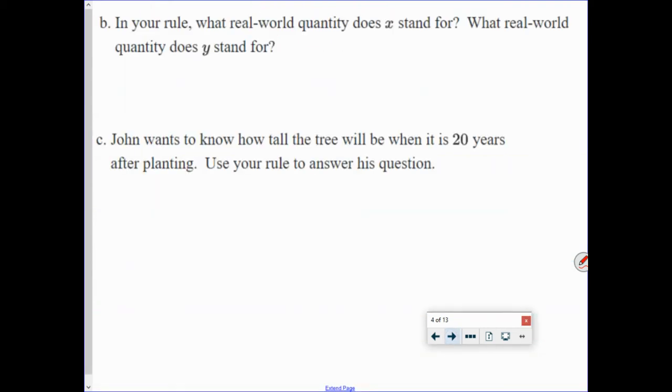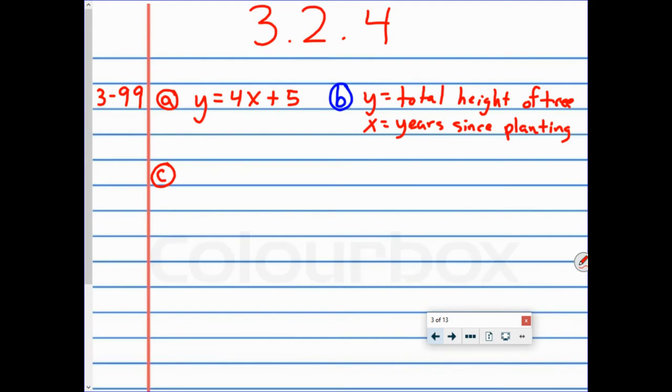Okay, letter C. John wants to know how tall the tree will be when it is 20 years after planting. Use your rule to answer this question. So here's what I expect to see.